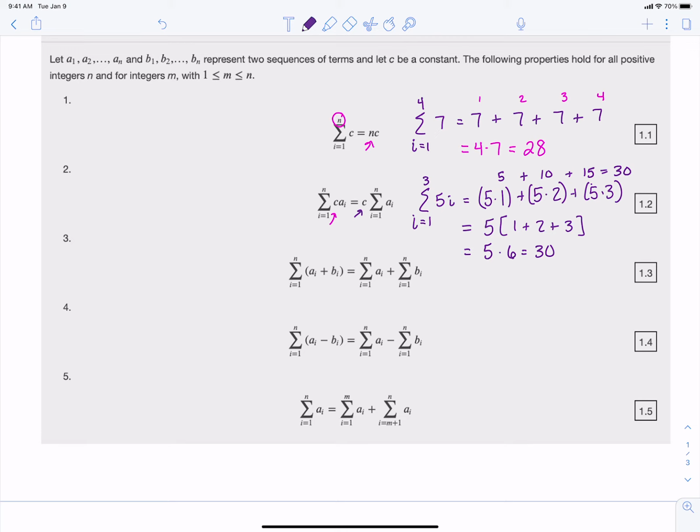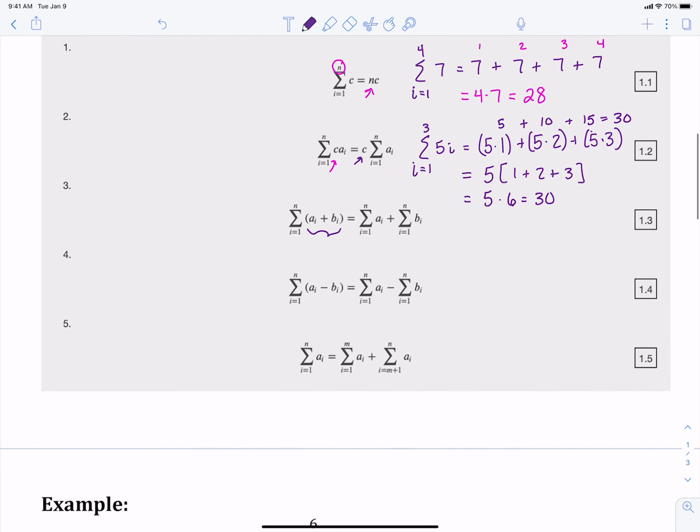3 and 4 are saying if you've got two different terms in there that are being added, you can split up those summations as the sum of the first plus the sum of the second. Same with subtraction. And this last one is a little bit interesting because it's basically telling you that you can take your summation and maybe do the first half of it and then the second half.